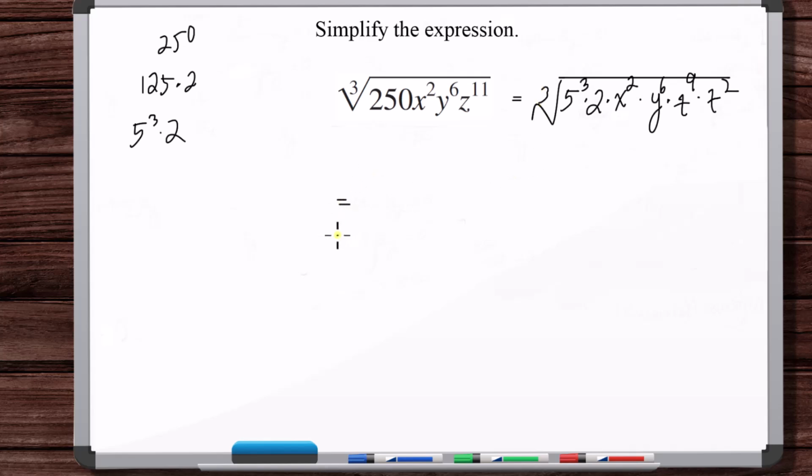Okay. So we could take out a 5. We could take out a y squared. We can take out a z cubed. And we're left with 2x squared z squared.